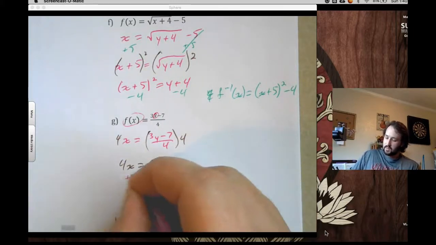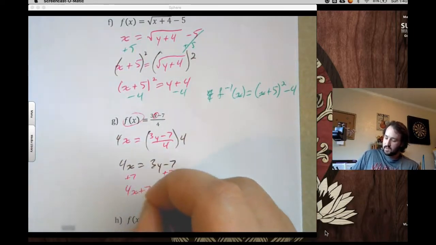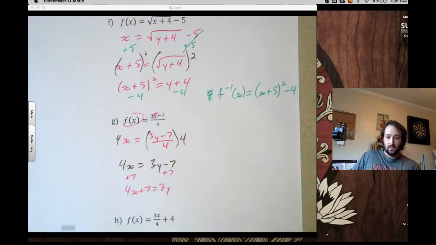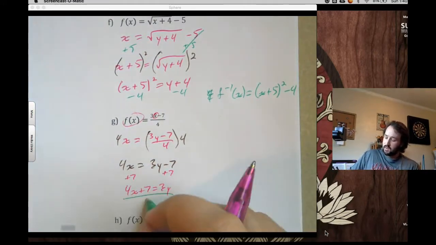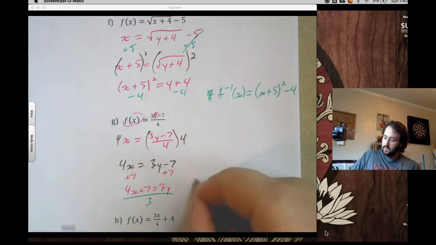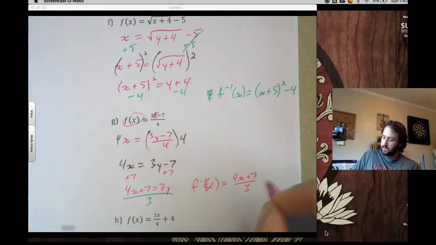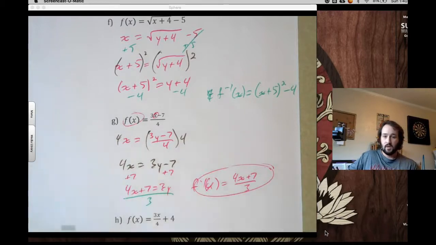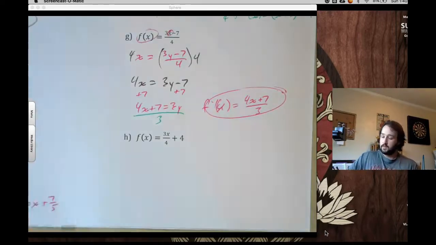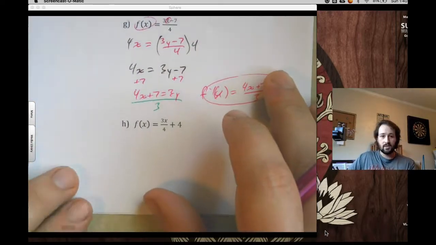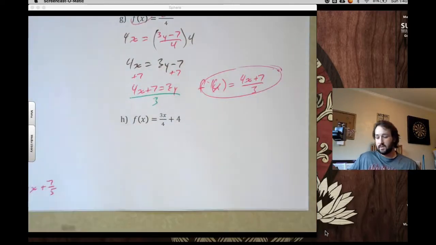Add the 7 to both sides. So 4x plus 7 equals 3y. And then you can divide both sides by 3. Divide everything by 3. So I have f inverse of x equals 4x plus 7 over 3. That would be my inverse equation there. All right, getting too close to the end. So with h here, again, I know I've been saying it for the first, like, I don't know how many we've done so far.